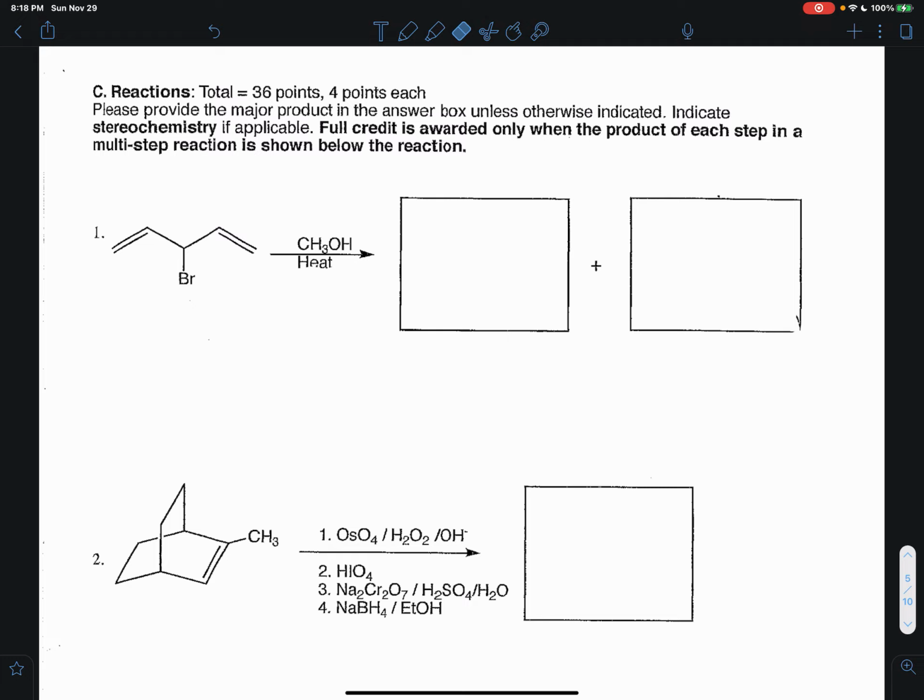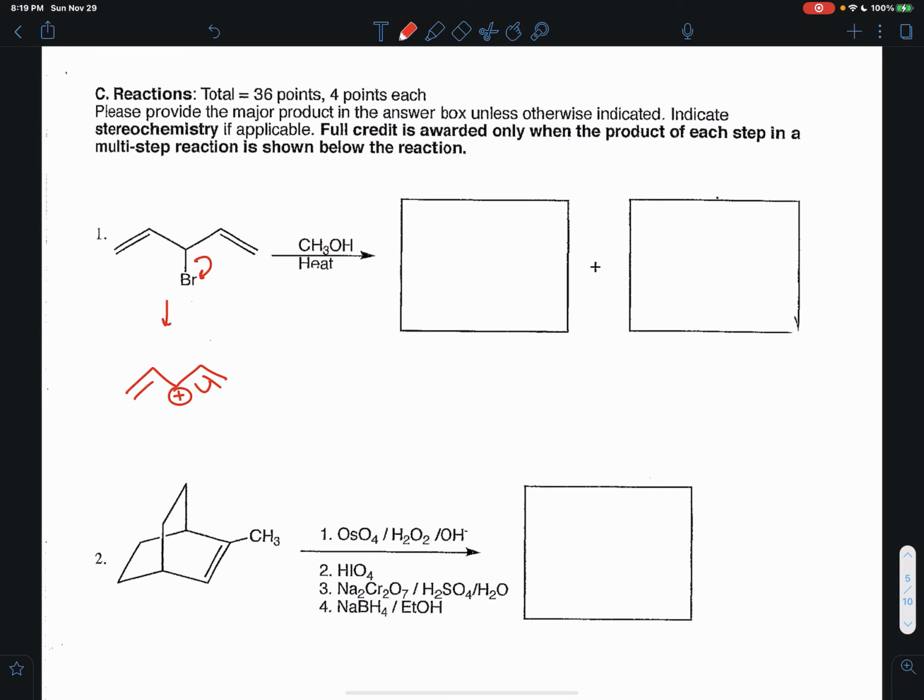Alright, so now moving to the reaction section. Let's start with the first one. So we have a secondary Br, a secondary carbon, and we have a weak nucleophile with heat, so we can know that this is going to be an SN1 reaction. So we know that the first step of the SN1, the rate determining step, the first thing that's going to happen is the Br is going to leave, the leaving group leaves. Once it leaves, I'm going to end up with a carbocation on this carbon.